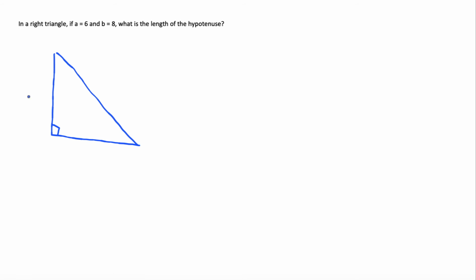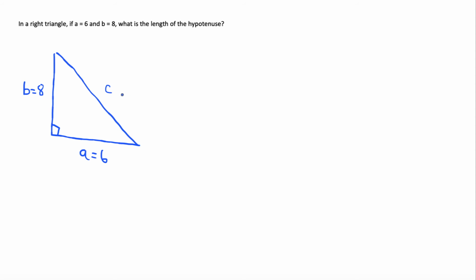And A and B just represent the two legs. Now, it doesn't really matter which one's A and which one's B. So I'll go ahead and call this one A. So we know that this has a length of 6. And this leg has a length of 8 here. So we want to find the length of the hypotenuse. Usually the hypotenuse is denoted by the letter C.